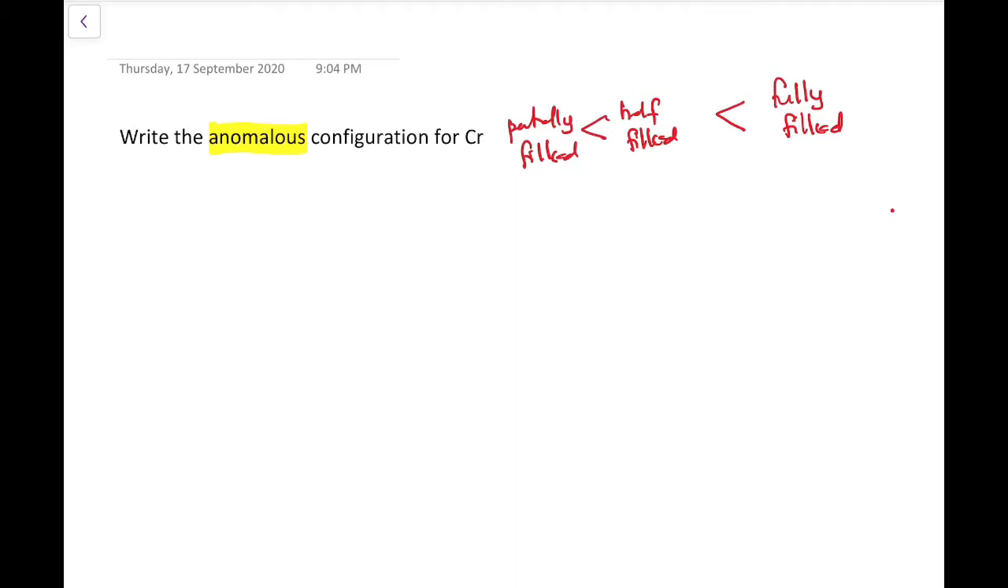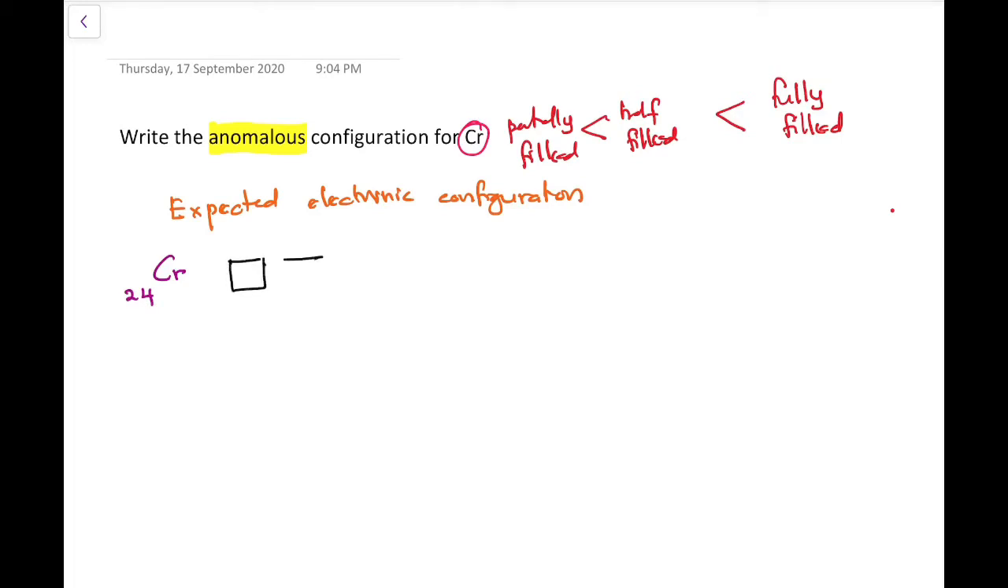Alright, so to answer this question, we have chromium, which consists of 24 electrons. So we need to write the expected electronic configuration. Expected means we follow the three principles. So for chromium 24, the orbital diagram, I prefer to choose the orbital diagram because it is much easier for you to see the stability.